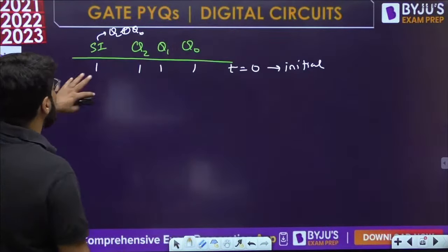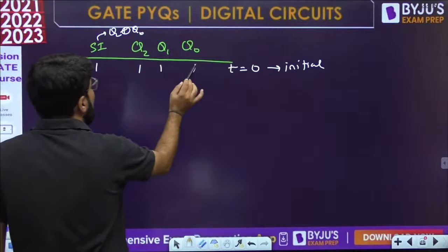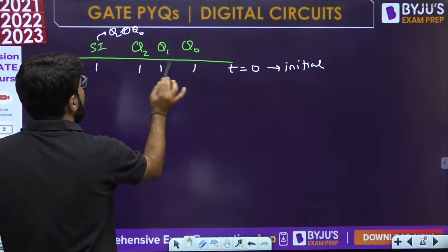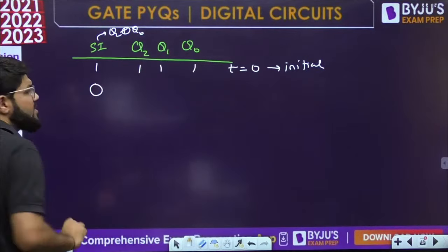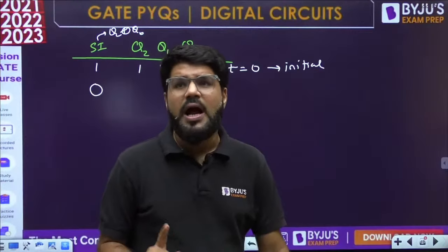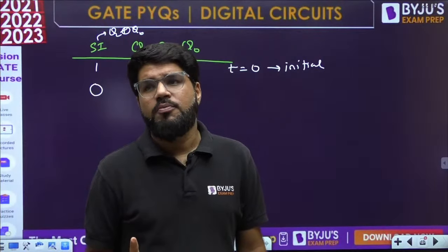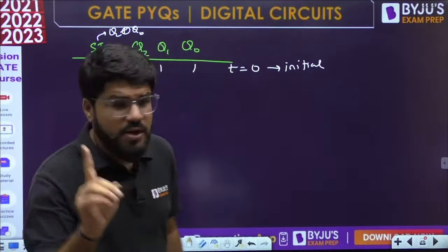It is a serial input. Now we will get 1 and 1 XOR. The XOR of 1 and 1 will be 0, so I will write this as 0. But the XOR output comes after 3 nanoseconds. A very tricky question it is.